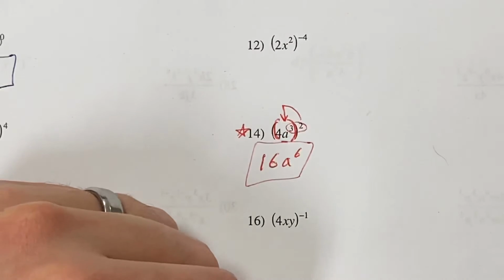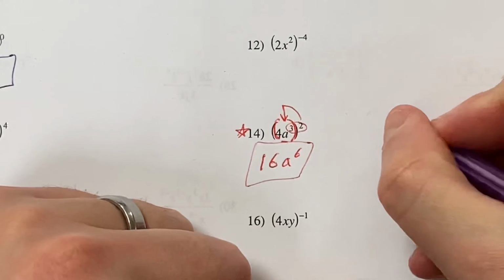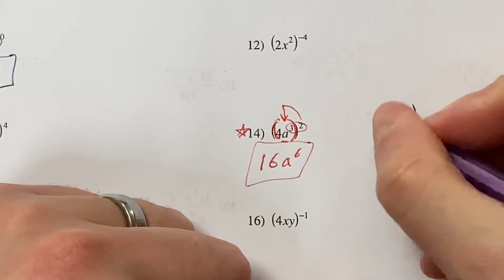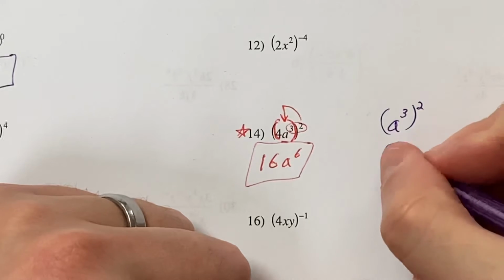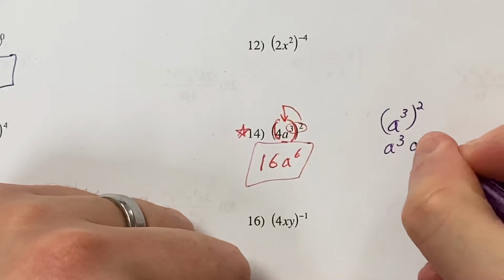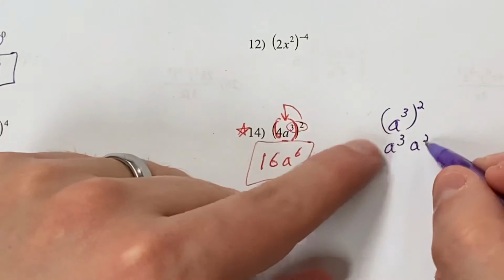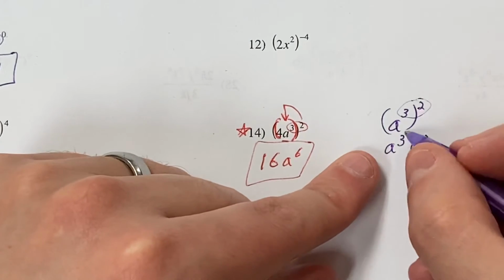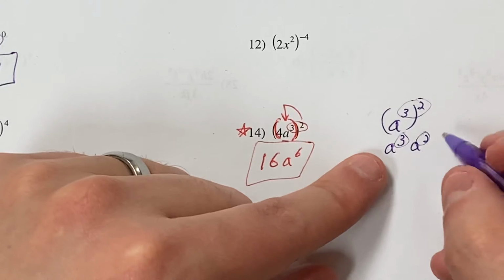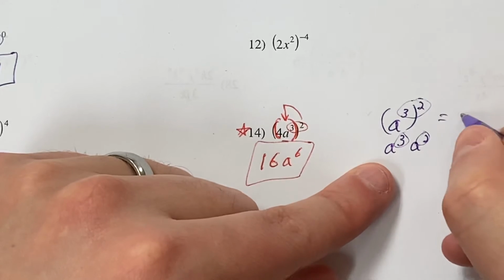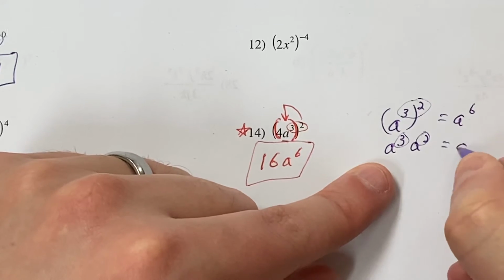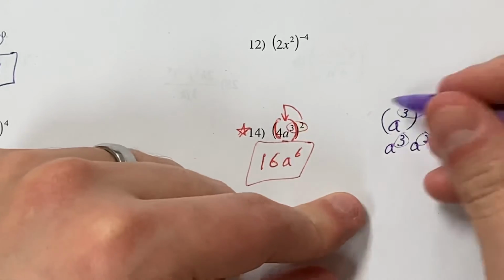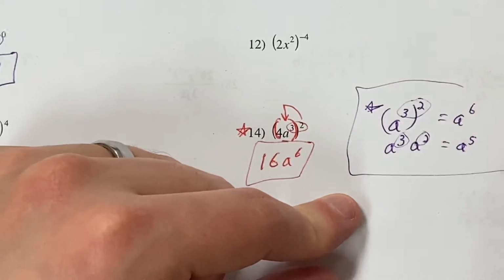Once again, I want to emphasize, because a lot of people mess this up, a to the 3rd squared is different than a to the 3rd times a squared. You see the difference. Make sure you see and understand the difference. Double exponents versus 2 bases, but they have the same base. This one you multiply, and this one you add. Very important that you know the difference.